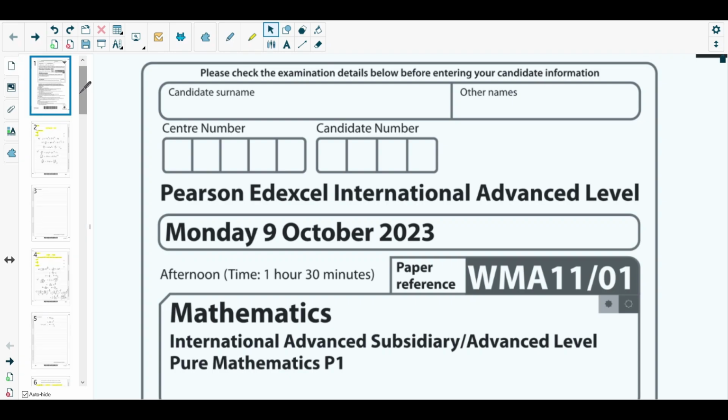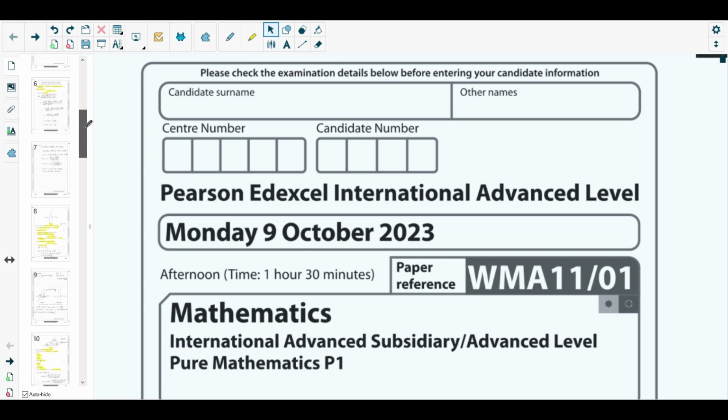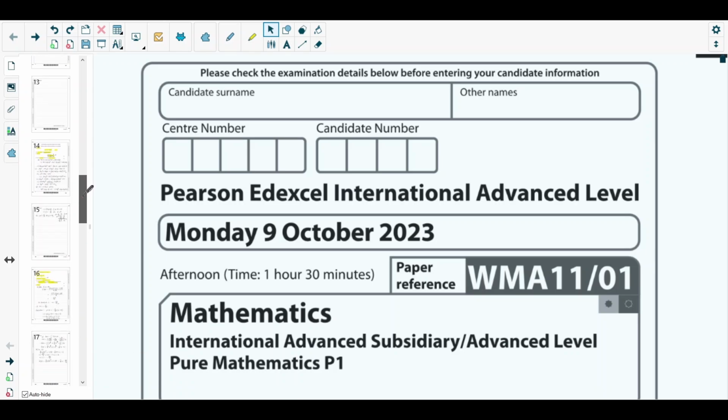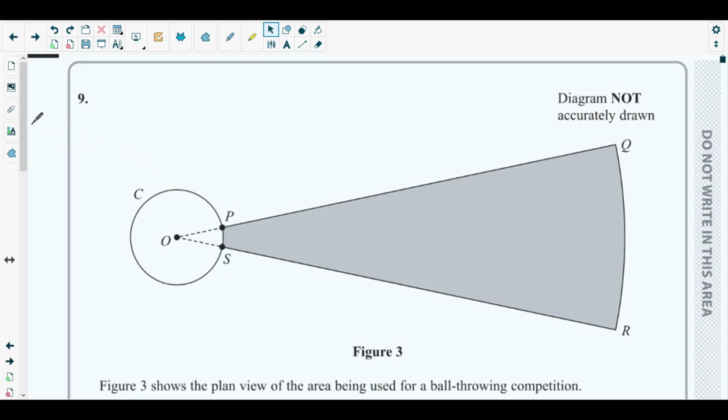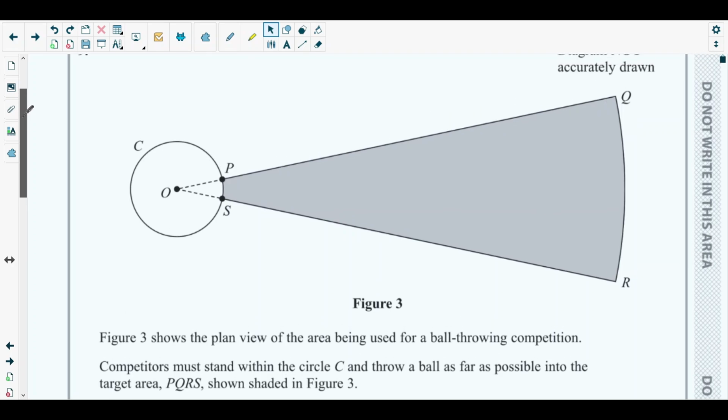In this video, we will be solving question number 9 from the recent past paper of Pure Mathematics 1, which is the October 2023 P1 paper. So let's get started with question number 9. Here we can see Figure 3, the third figure of the paper.